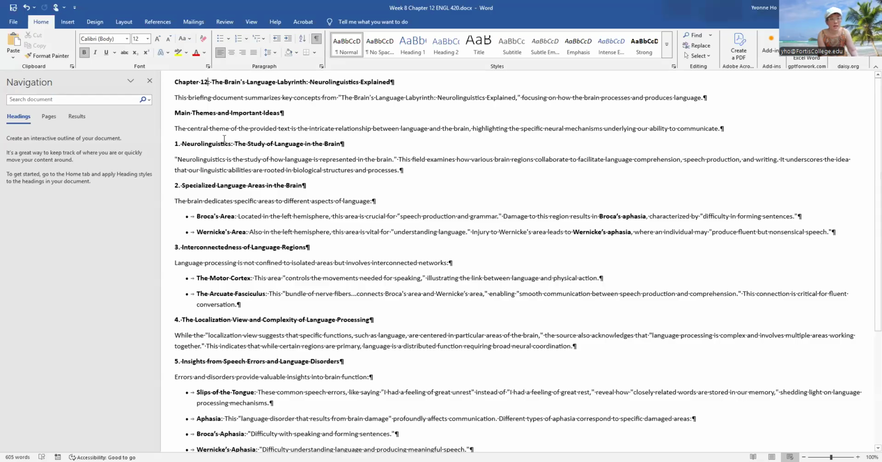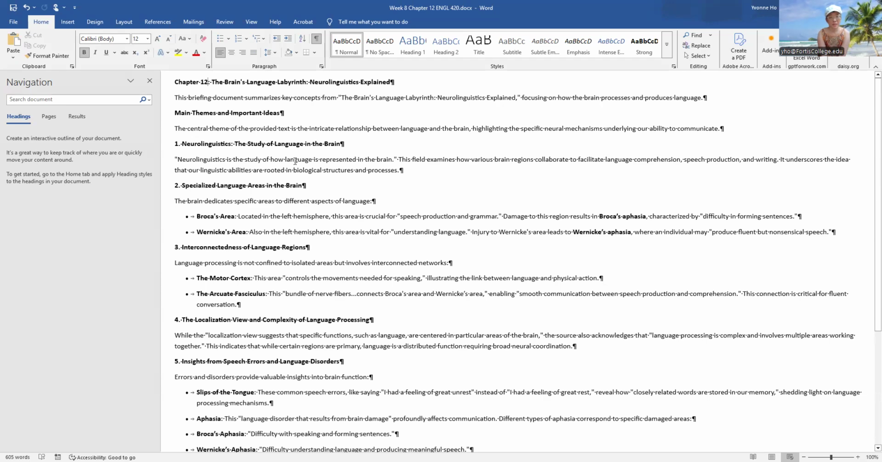All right. And so chapter 12, the brain's language. When we study the relationship between the brain and linguistics, the study of neurons and the brain and linguistics, and you put all of that together, it is called neurolinguistics. That is the study of language in the brain. So neurolinguistics is the study of how language is represented in the brain.